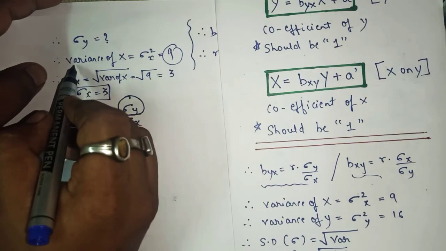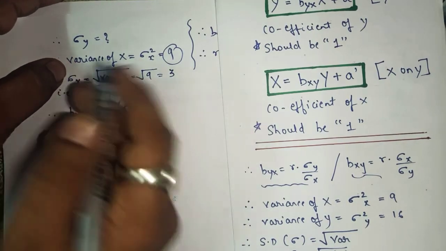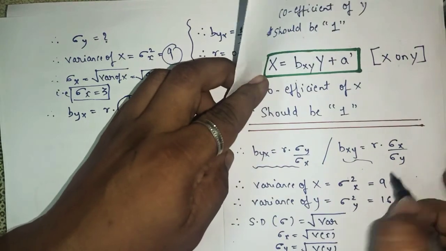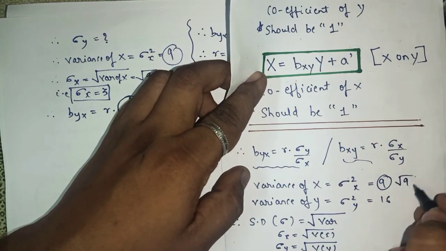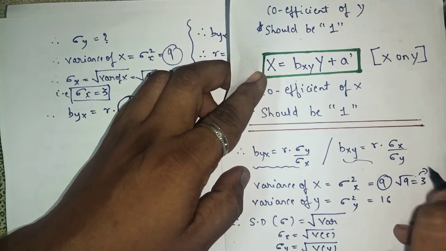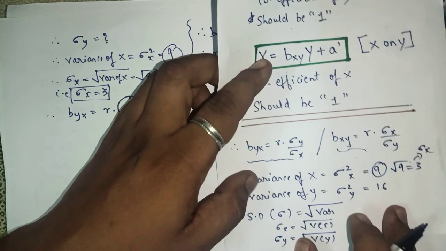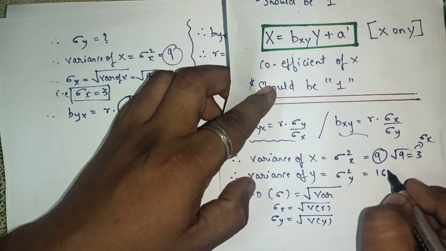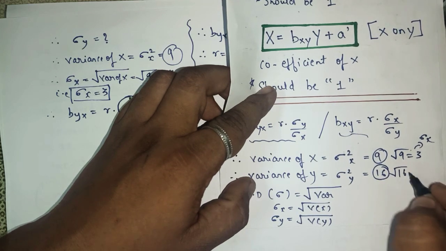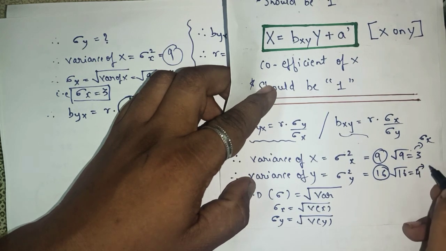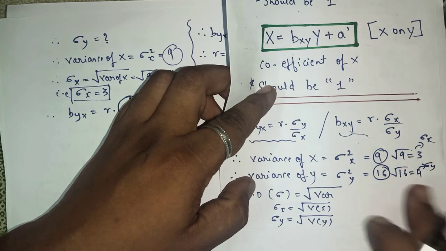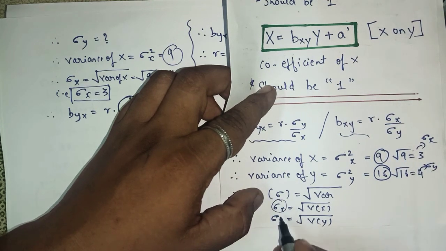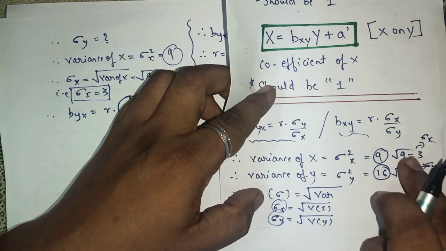So remember, whenever you have the variance, like here, variance of x is 9, the square root of 9 is 3, so this 3 will be the standard deviation of x. If variance of y is, suppose, 16, the square root of 16 will be 4, so this 4 will be the standard deviation of y. In this way you will find your standard deviation of x and standard deviation of y, by finding the square root.